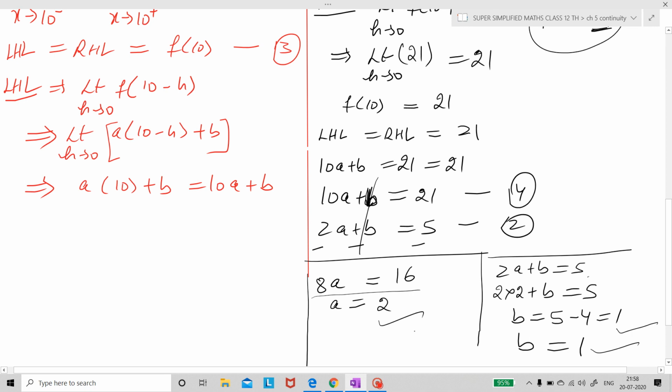So now students, I end this class here because rest of the questions of this exercise are based on composition of two functions, which is not there in your syllabus.